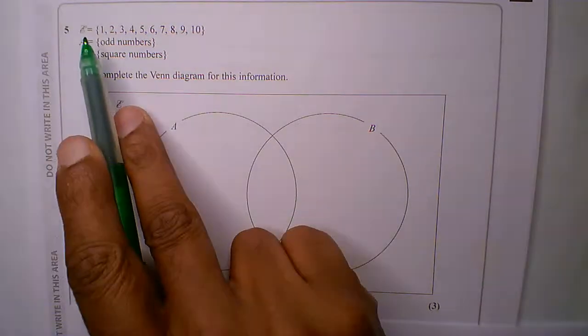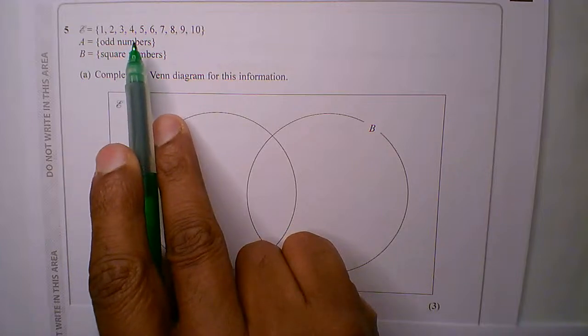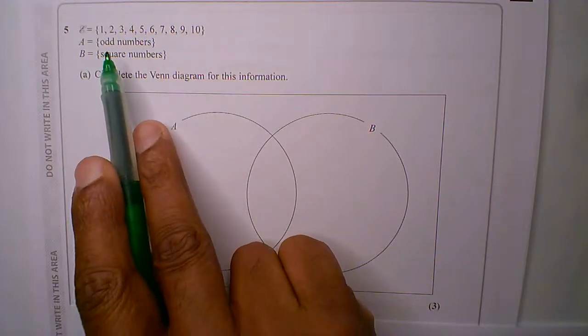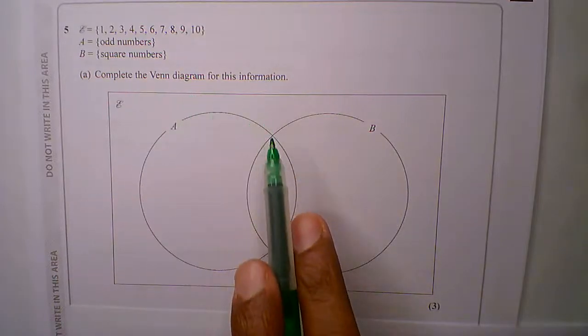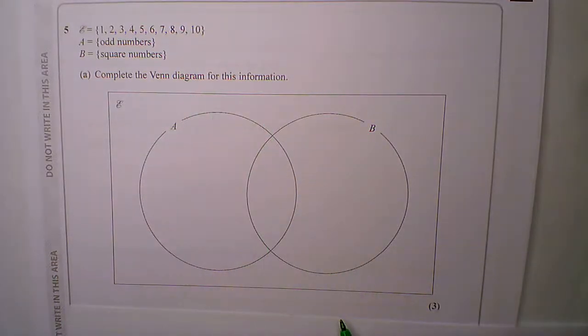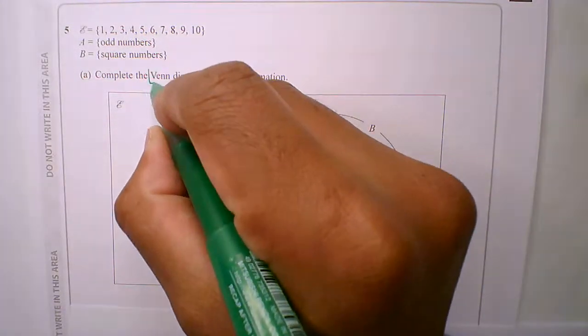Right, question 5. We have a sample set, 1, 2, 3, 4, 5, 6, 7, 8, 9, 10. A is odd numbers, B is square numbers, and we have to complete the Venn diagram for this information. So what are our steps? So what topic is this, first of all? We can see it's complete the Venn diagram.